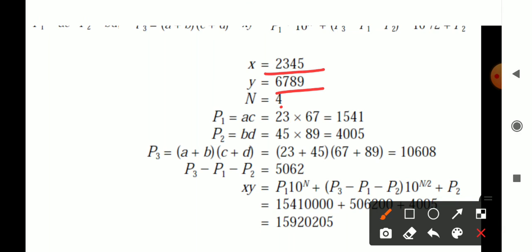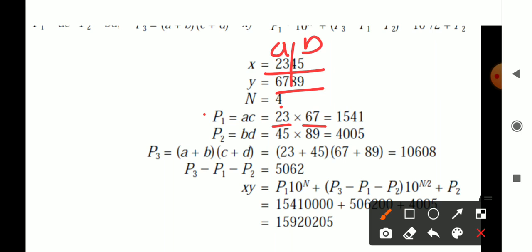Now we will calculate P1. P1 is equal to AC, where A is 23 and C is 67. A is the first half of X and B is the other half. This is A and this is B. That is, we are dividing X into two parts, 23 and 45. Y is nothing but CD, where C is 67 and D is 89. So we have divided the data into two parts.